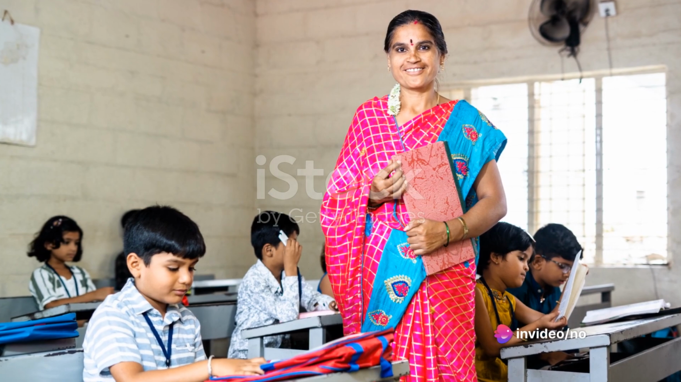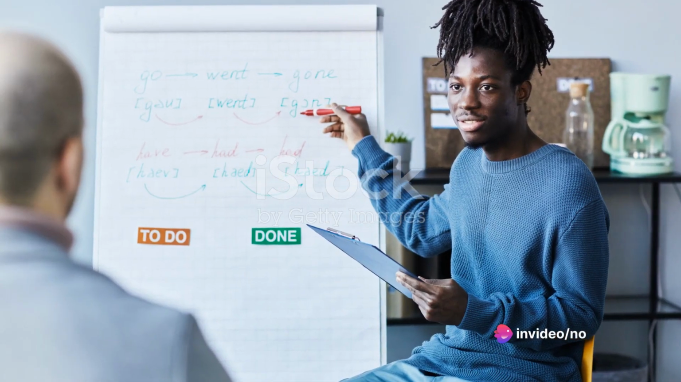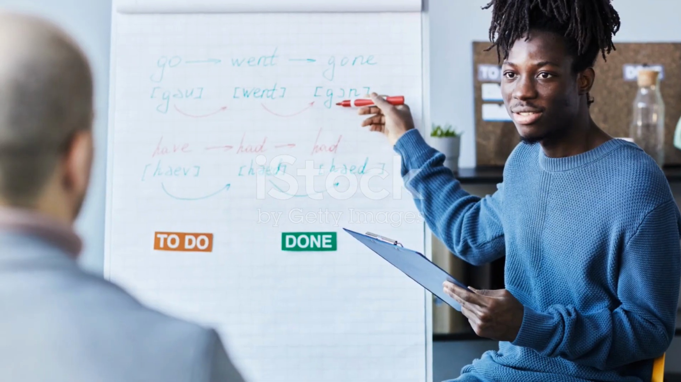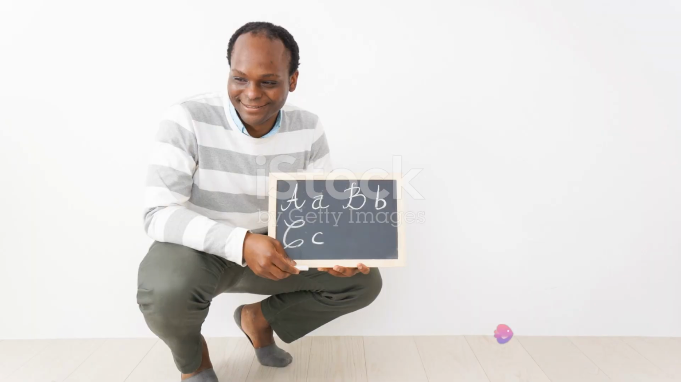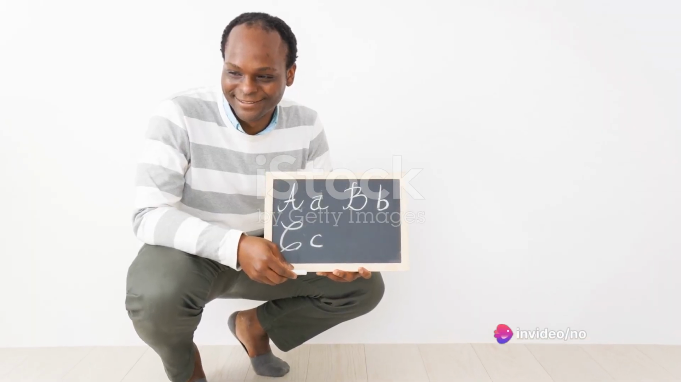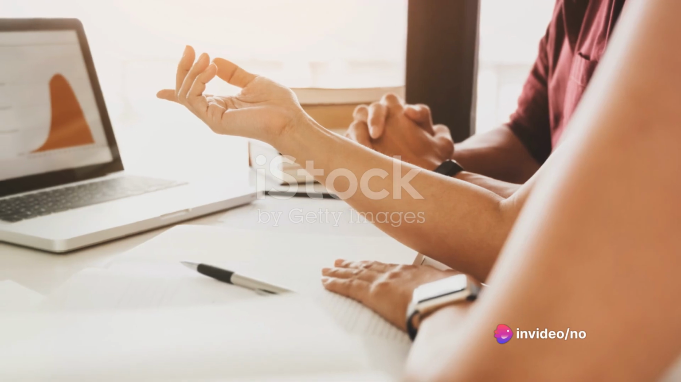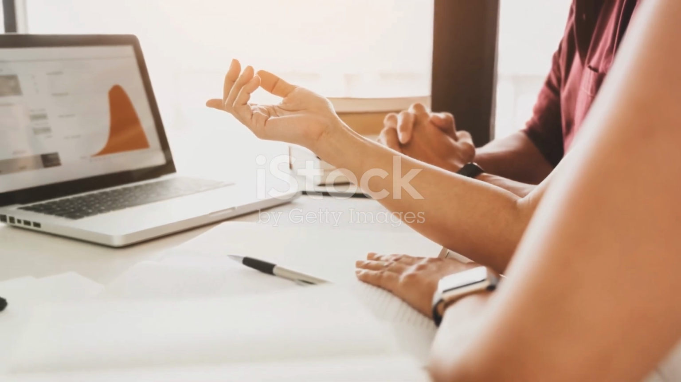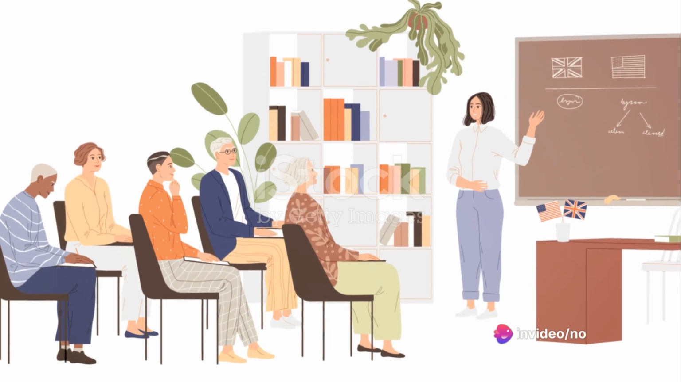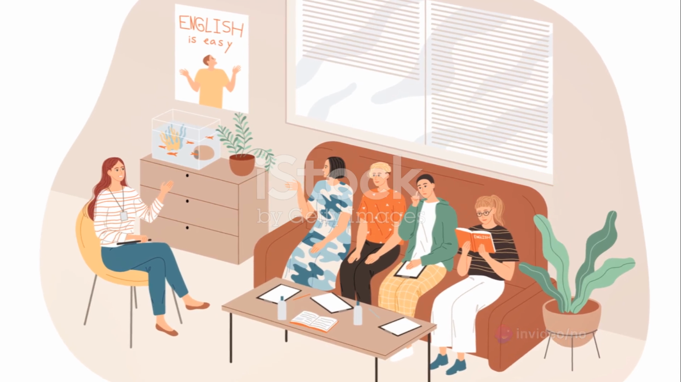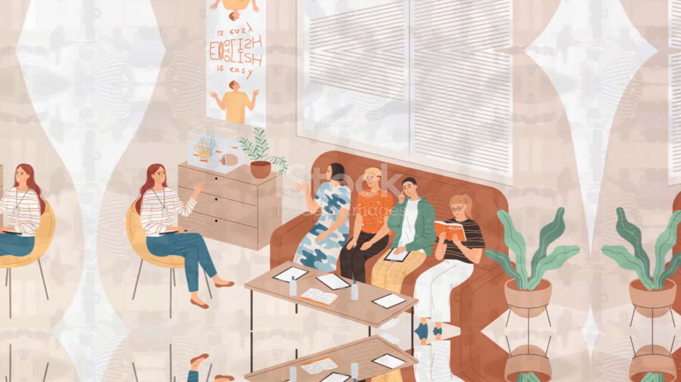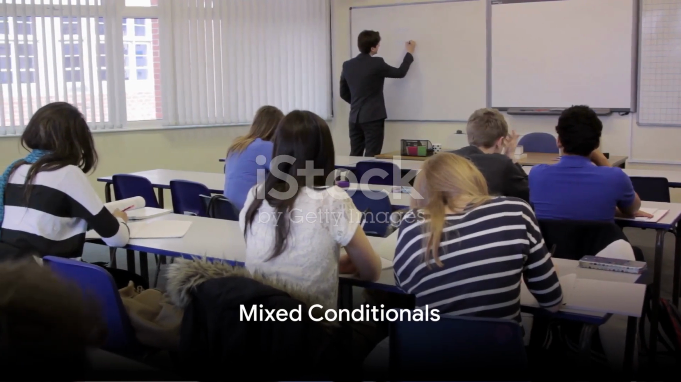Remember, the second conditional is for unlikely or impossible situations in the present or future, like winning the lottery or flying like a bird. The third conditional, on the other hand, is for reflecting on past actions that did not happen, like studying harder for an exam or taking a different turn in life. A fun way to remember this is to imagine the second conditional as a daydreamer, always thinking about what could be, and the third conditional as a reflective soul, always pondering what could have been. In short, use the second conditional for unlikely or impossible situations and the third conditional for past actions that did not happen.